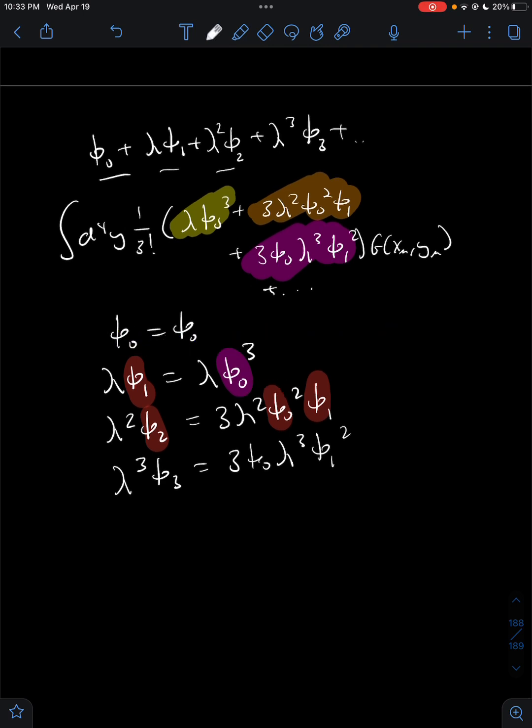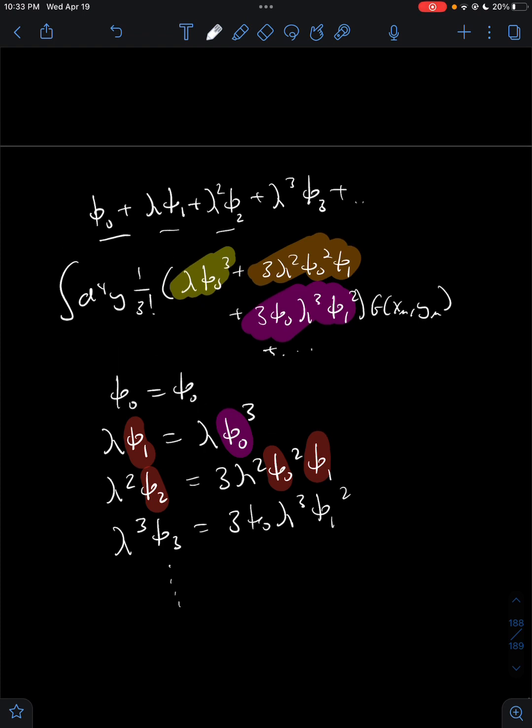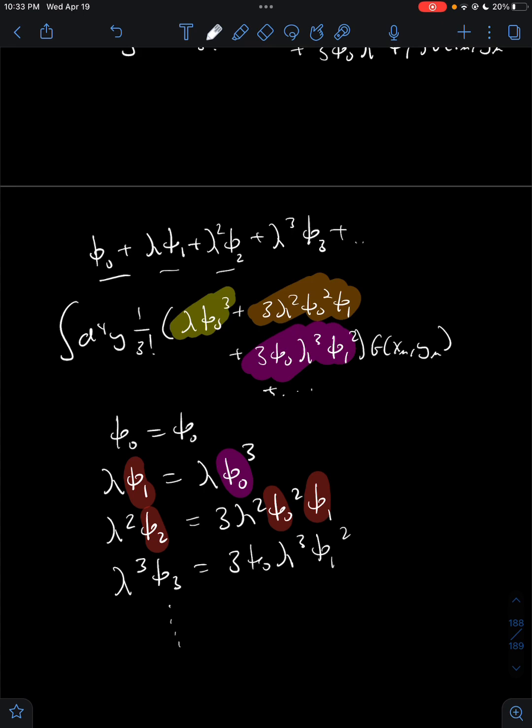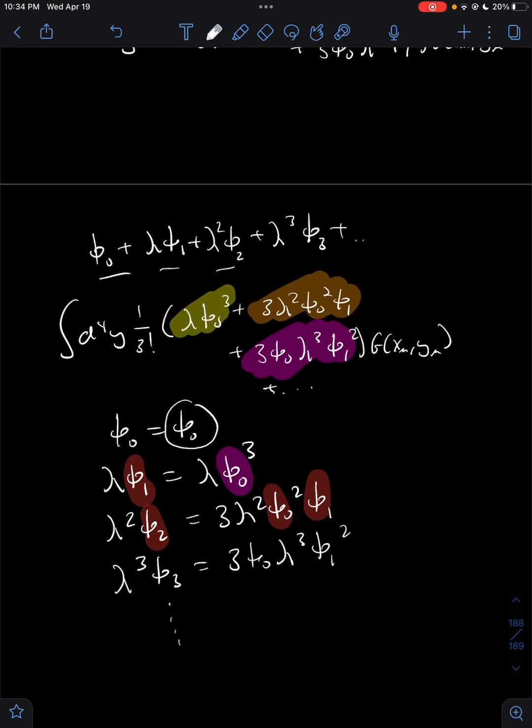But we can do the same thing for each one of the terms in our series. And if we know what phi naught is going to be, we can then just use this formula, this line of reasoning, to figure out what phi 1, phi 2, phi 3, and so on are going to be by this matching strategy that we've just developed right now. The question then becomes, what is phi naught going to be?